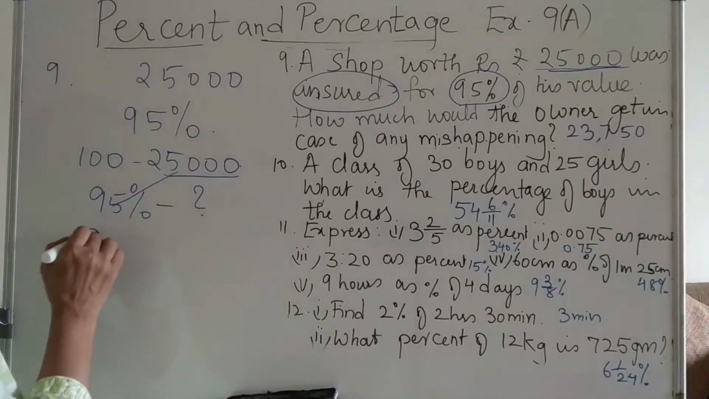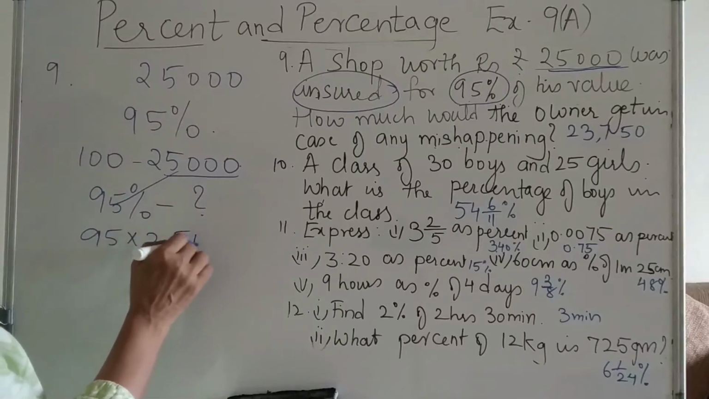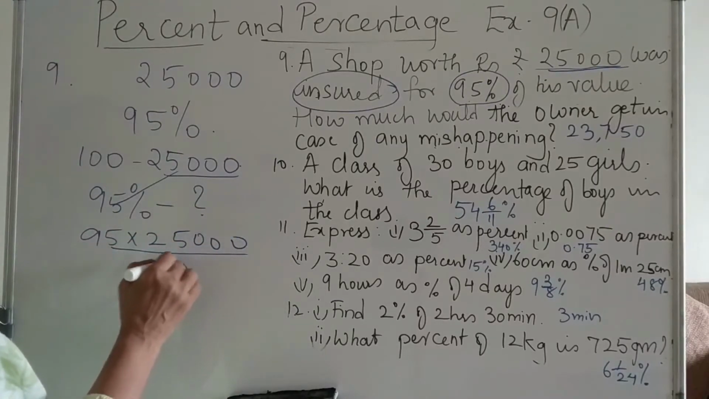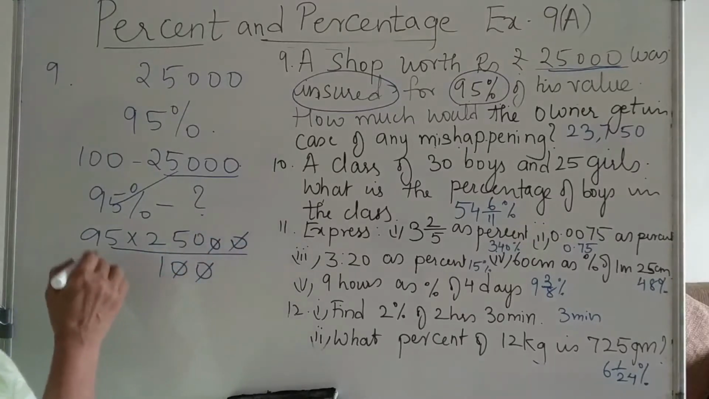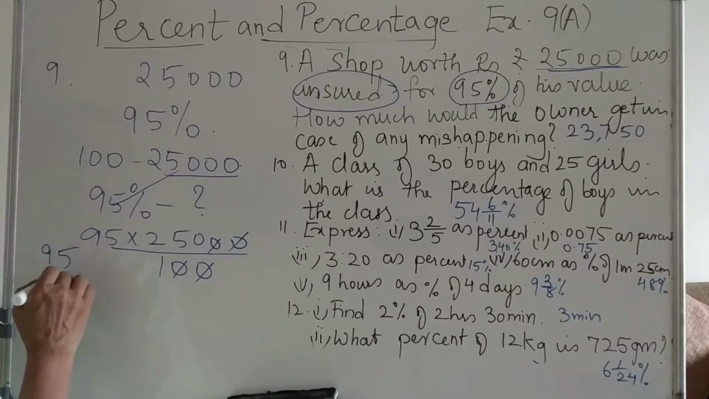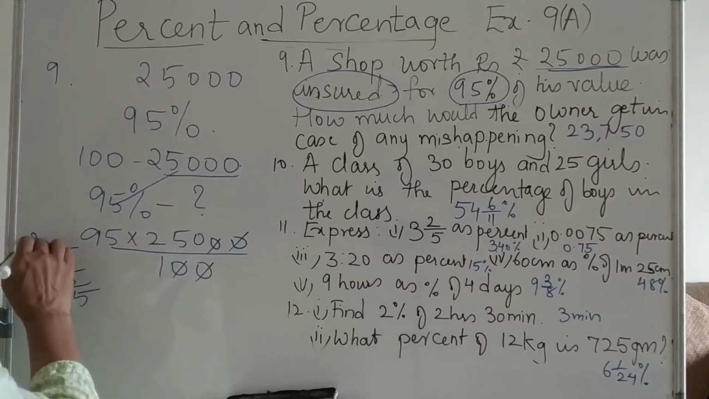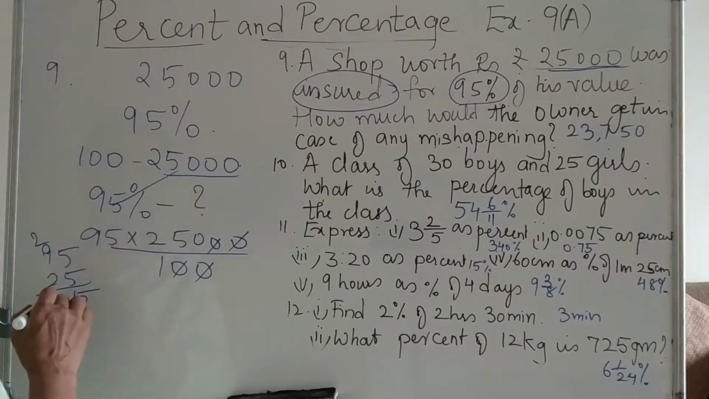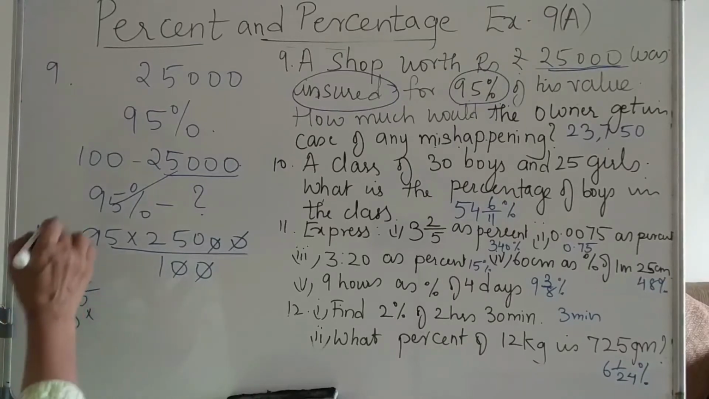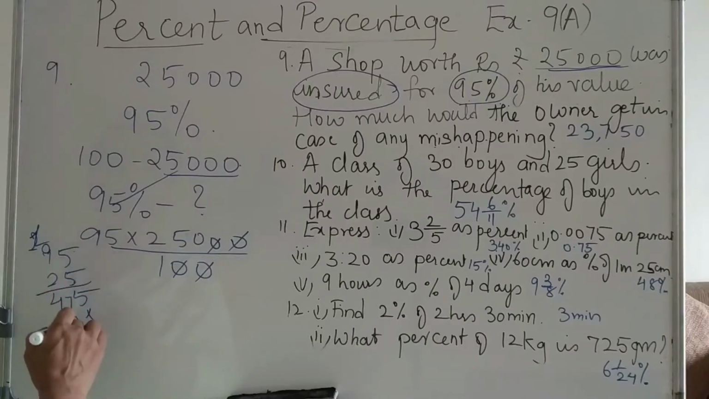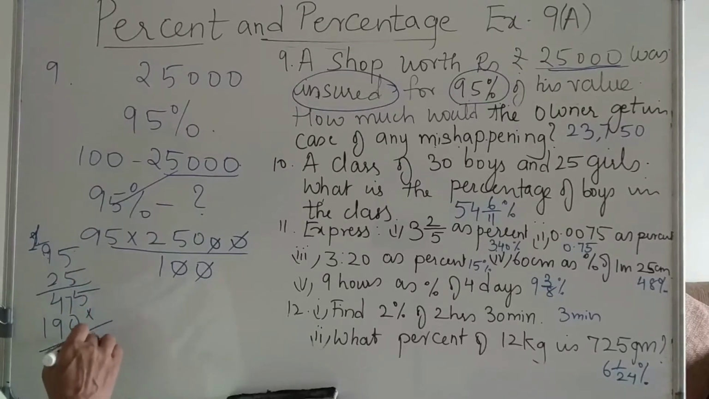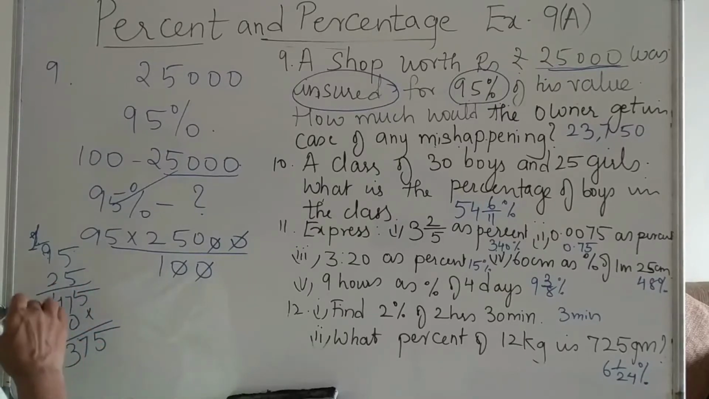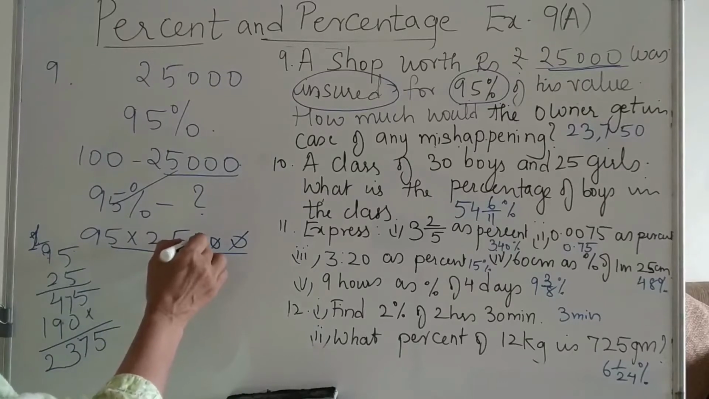So cross multiplication, 95 into 25,000 by 100. Now this 100 will get cancelled, and 95 into 25. 5 5s are 25, 2 carry, 5 9s are 45, 47. 5 2s are 10, 1 carry, 9 2s are 18, 19. So 5, 7, 7, 13, 2, and add this 0.